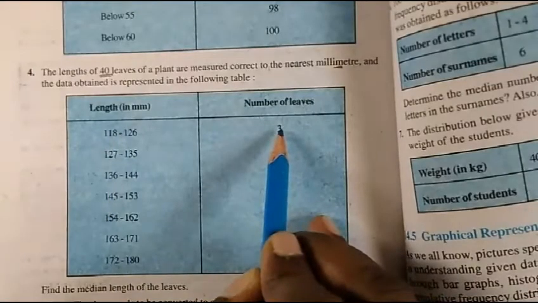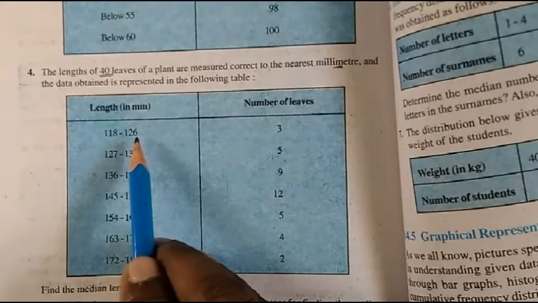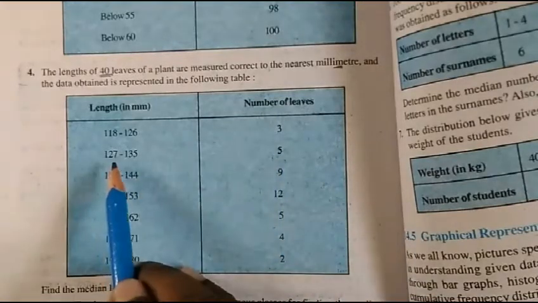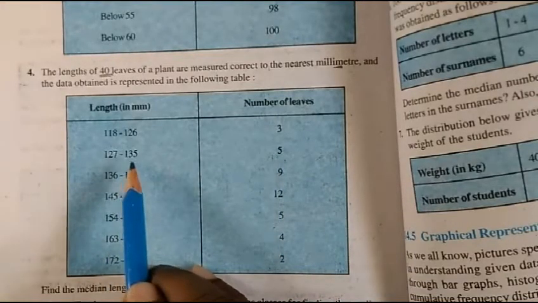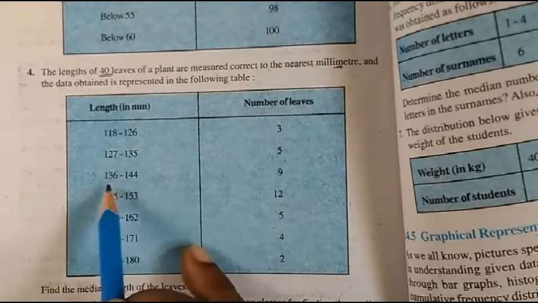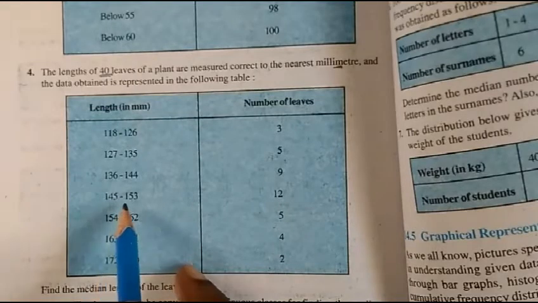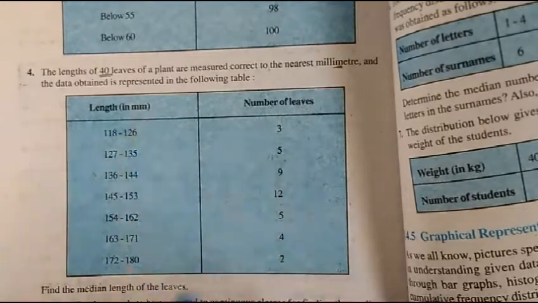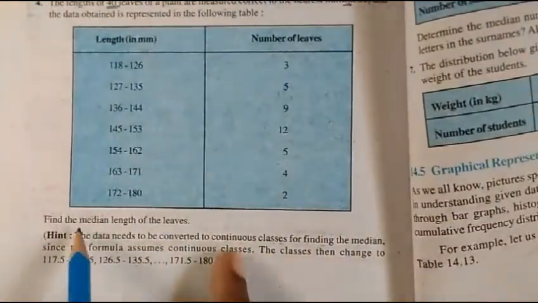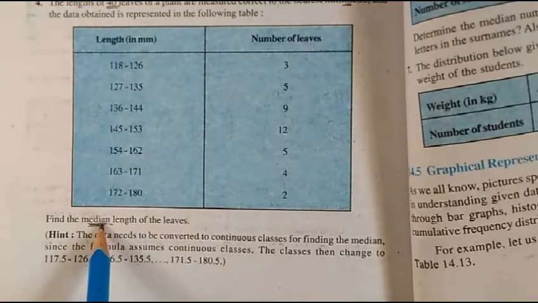There are 3 leaves whose measurements are between 118 to 126 millimeter. There are 5 leaves whose measurements are 127 to 135 millimeter. There are 9 leaves whose length is between 136 to 144 millimeter. There are 12 leaves whose lengths are 145 to 153 millimeter. So this is the data given to us, with the number of leaves here. What we have to find out is the median length of the leaves. So just put the formula and get it.